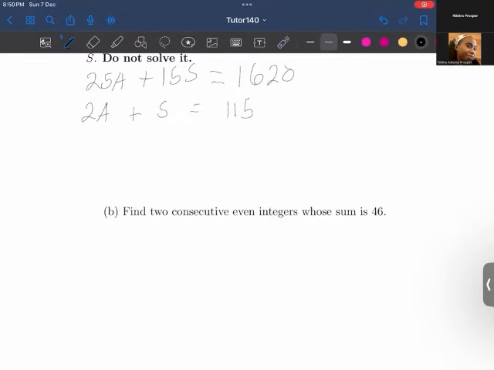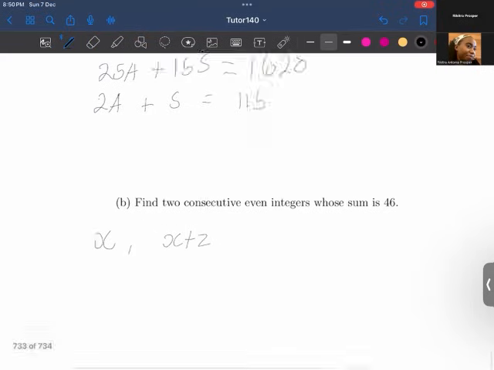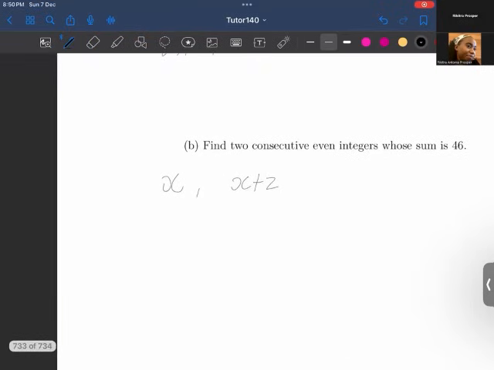So I'm going to let the first integer be x, right? The first even integer be x. And then the next one, I'm going to let be x plus 2, right? Because let's use, for example, we have 2, right? And then 2 plus 2 is 4. So you see, these are consecutive because after 2 is 3, and then 4. 3 is an odd number. So consecutive even integers mean one after the next, right? So that's just an example I was using, right?